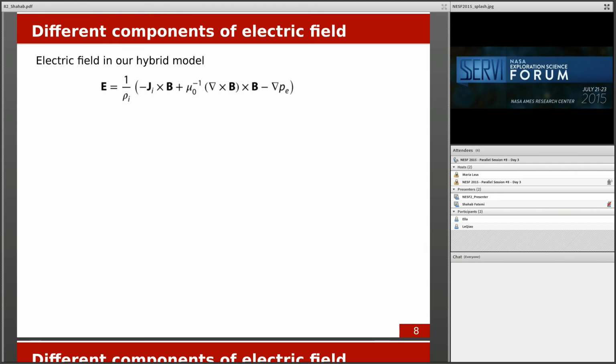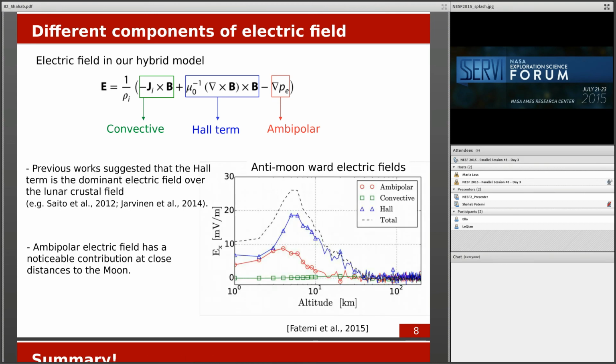Here, this equation shows how we calculate electric field in our hybrid model. Our electric field contains three different electric terms: a convective term, Hall term, and ambipolar term. Previous work suggested that the Hall term is the dominant electric term over the crustal fields. Our simulations here show that the ambipolar electric field, which plays an important role in reflecting plasma, has a noticeable contribution to the total electric field at close distances to the moon.